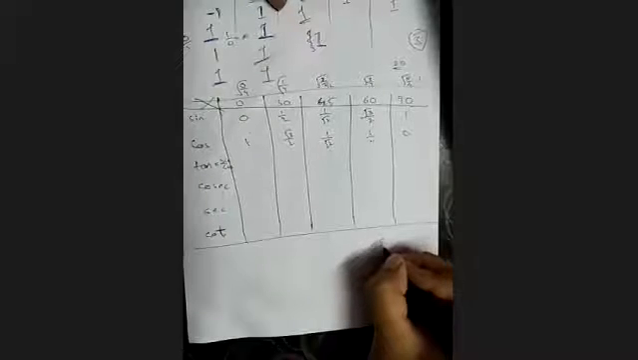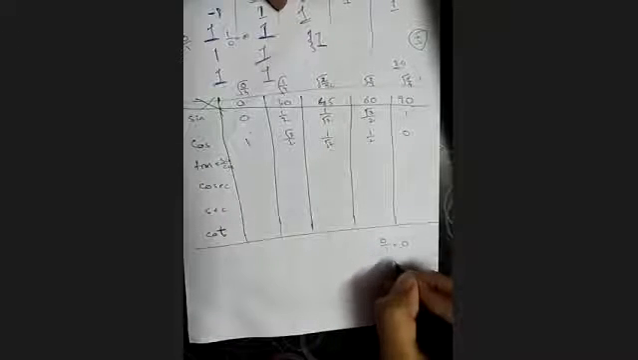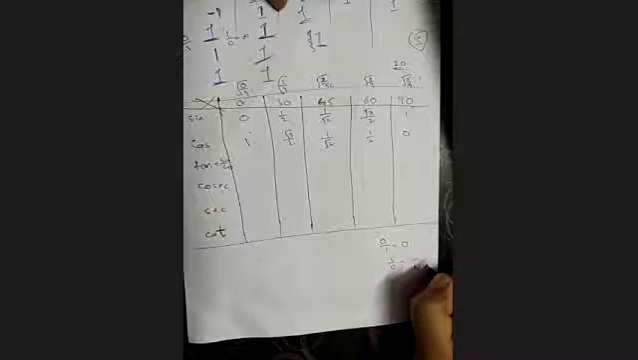Now tan theta. What is tan theta equal to? Sin by cos. Tan theta is equal to sin by cos. Just listen carefully. 0 by 1. Remember, 0 by 1 is equal to 0. 1 by 0 is equal to infinity or undefined.